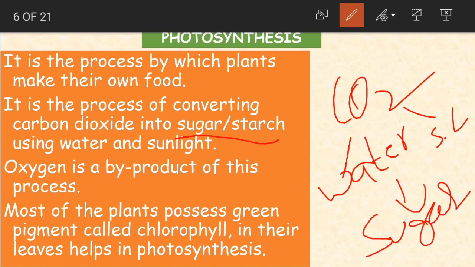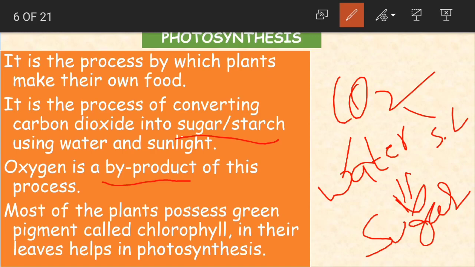Okay children, when this process is happening, oxygen is also released. That is why we say oxygen is a byproduct. Byproduct, like it's a bonus, an extra advantage. Oxygen is a byproduct of this process. So actually sugar, that is glucose, will be released. Apart from glucose, oxygen is also released.